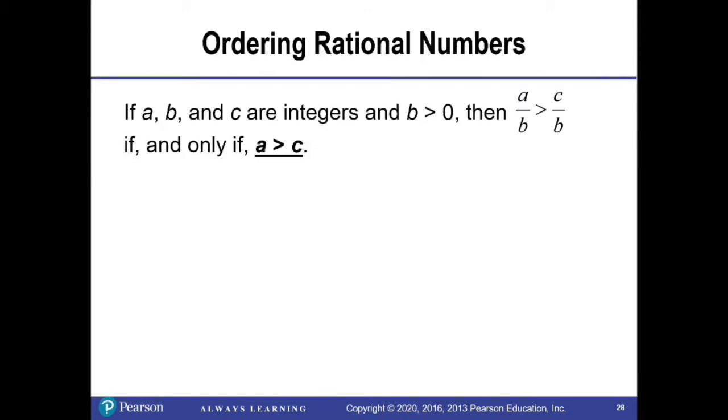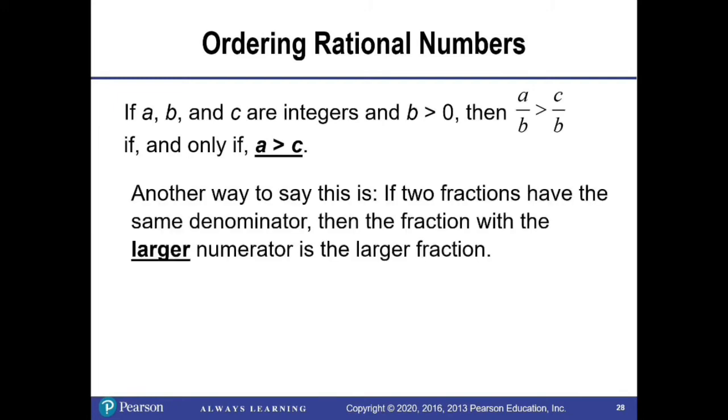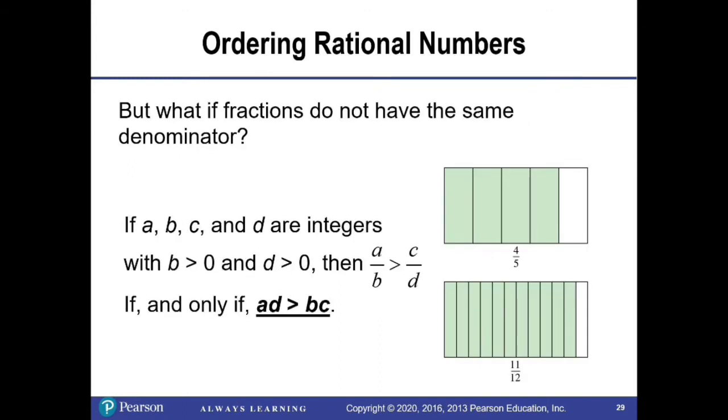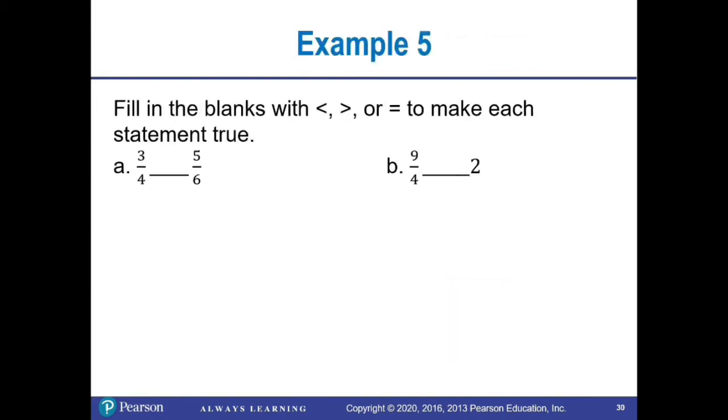Let's talk about ordering our rational numbers. Well, if our denominators are the same, we can compare the numerators. And so if two fractions have the same denominator, then the fraction with the largest numerator is the larger fraction. But what if the denominators aren't the same? We have another property we can use. AD is greater than BC. So in example 5, we're asked to fill in the blanks with a greater than, a less than, or an equal to make our statement true.